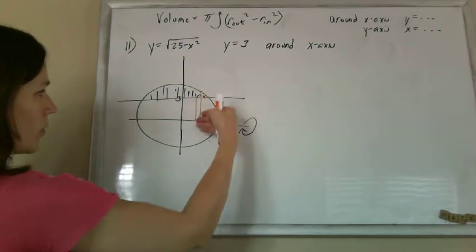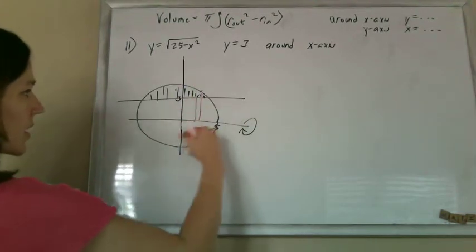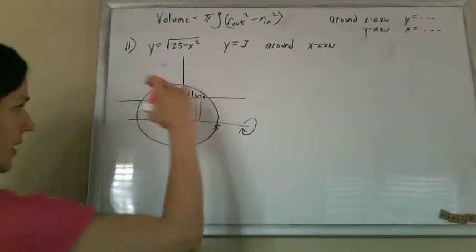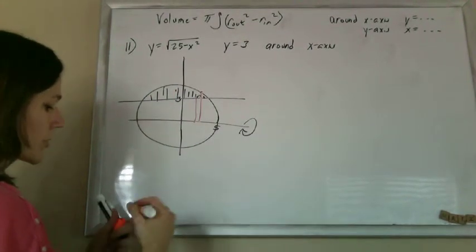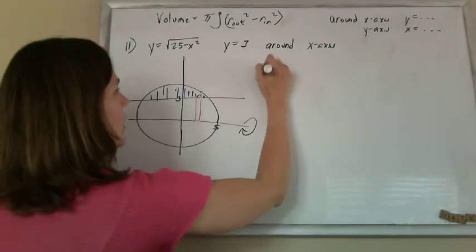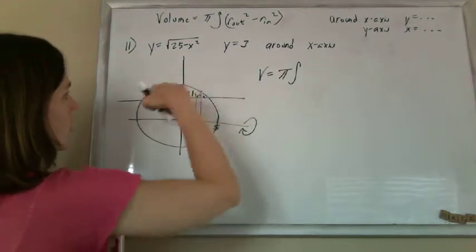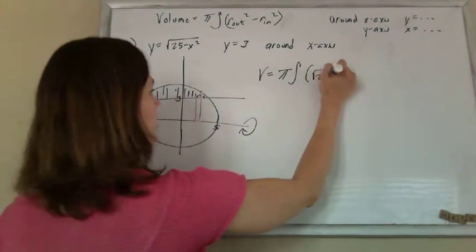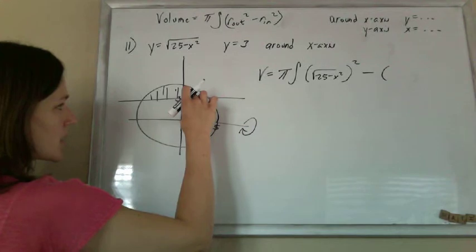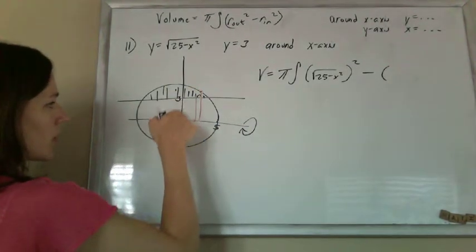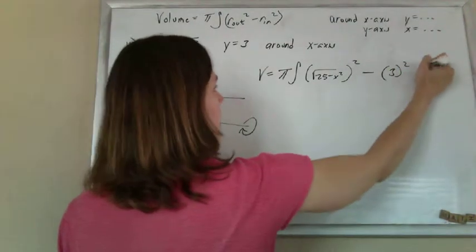So you can see, when it spins around, the outside portion will spin out and carve a shape, but then this inside portion will carve out and take away from that. So there's a hole in this figure. When we find our volume, it's pi, and then the outer radius is given by the height of the circle, the square root of 25 minus x squared, squared. And the inner radius is just 3 long, always 3 long no matter what. So that's 3 squared, and we have the dx.